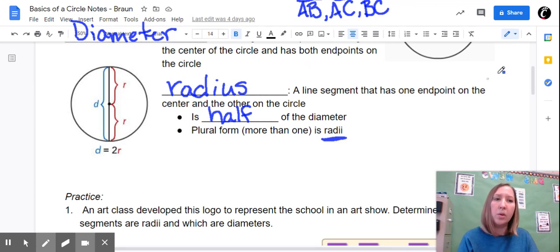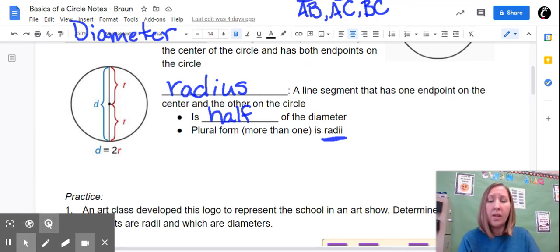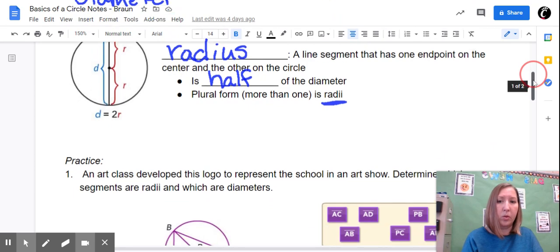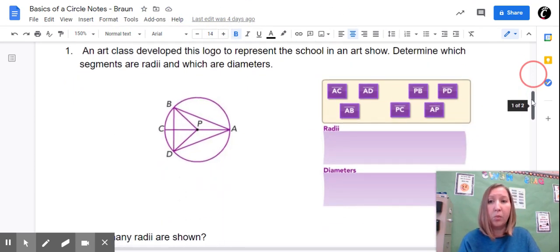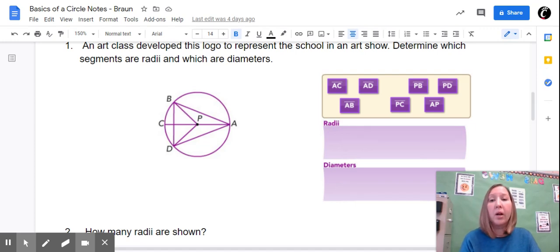All right, so we're going to do a little practice here in our work with circles. So let's take a look at this example here. The first thing that we're going to do is we are going to identify some radii and some diameter. So if we look in the box here, we have some different options. So we're going to use this circle here. It says an art class developed this logo to represent the school in an art show. Determine which segments are radii and which are diameter.